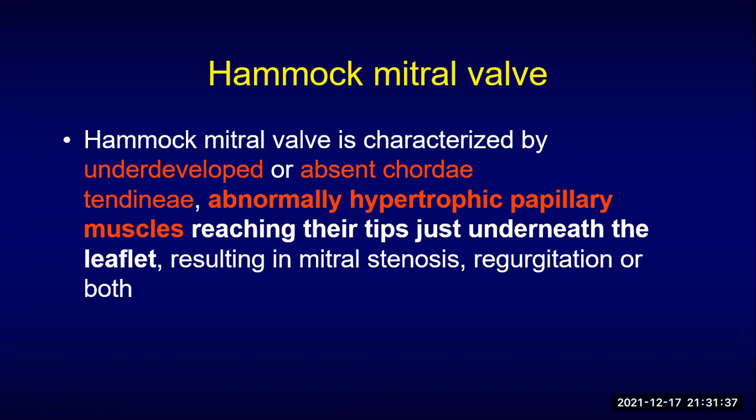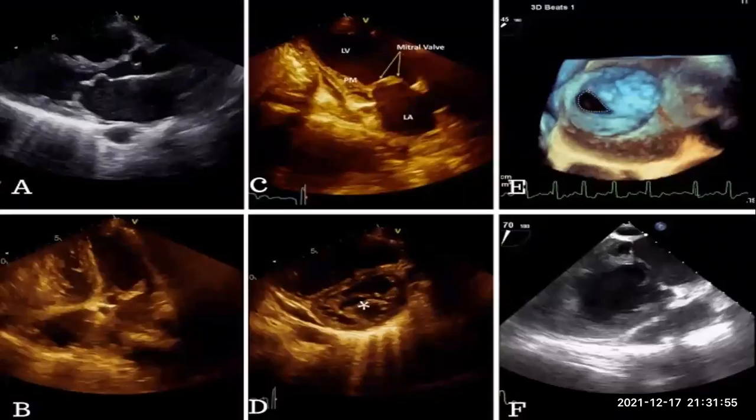The hammock mitral valve is characterized by underdeveloped or absent chordae tendineae and abnormally hypertrophic papillary muscles reaching their tips just underneath the leaflet, resulting in mitral stenosis, regurgitation, or both. You can see here the second papillary muscle, okay, and the area of the mitral valve, which is a small area.